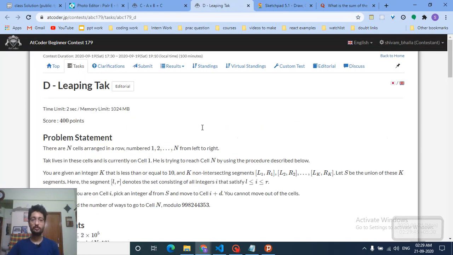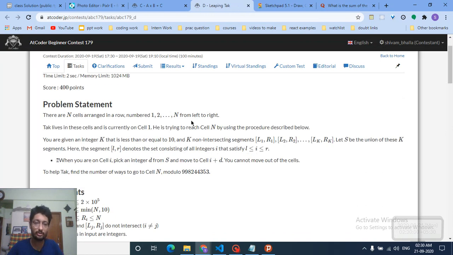Now the fourth question is very good. According to me, it is not the hardest, but it is one of the most interesting DP problems. So whoever has created this problem, hats off to him or her. The problem statement says that you are given L cells arranged in a row, numbered from 1 till L from left to right.